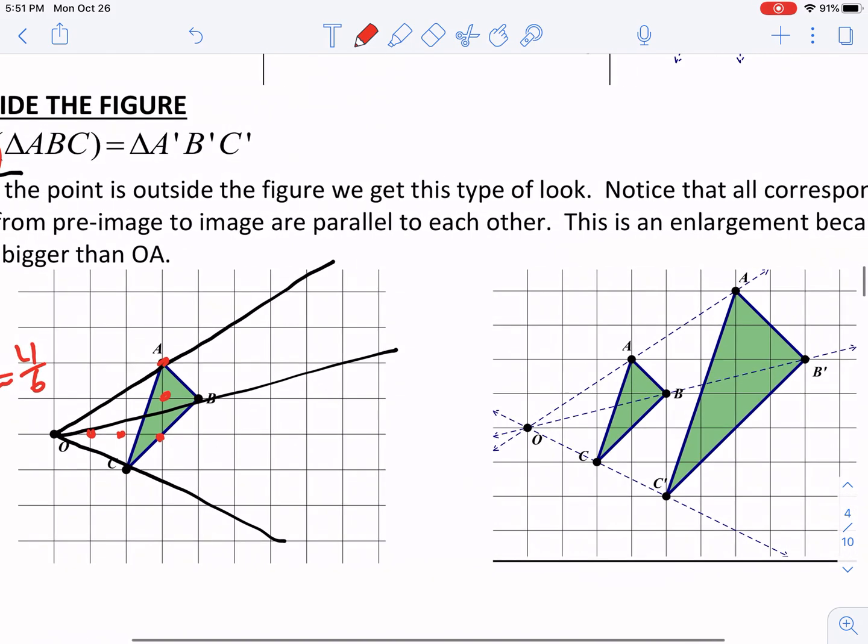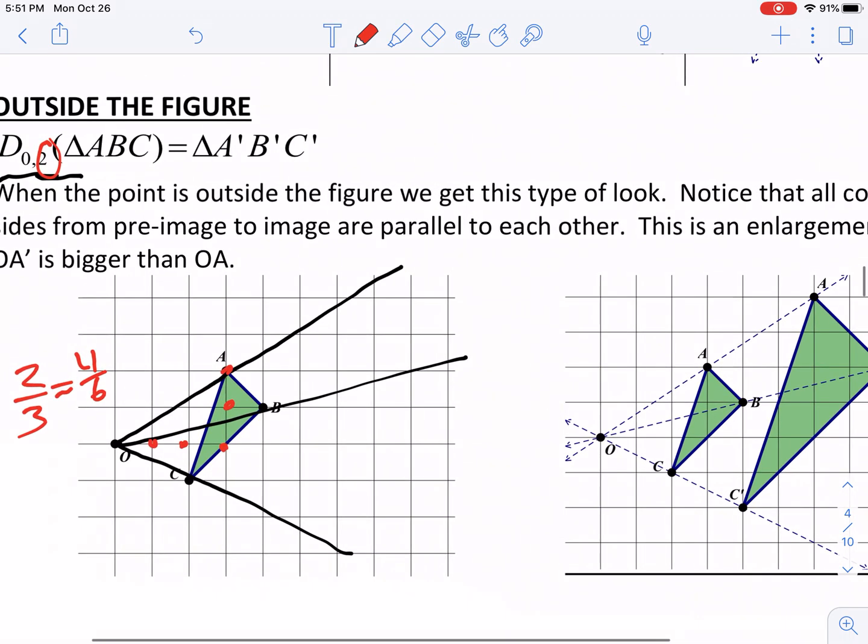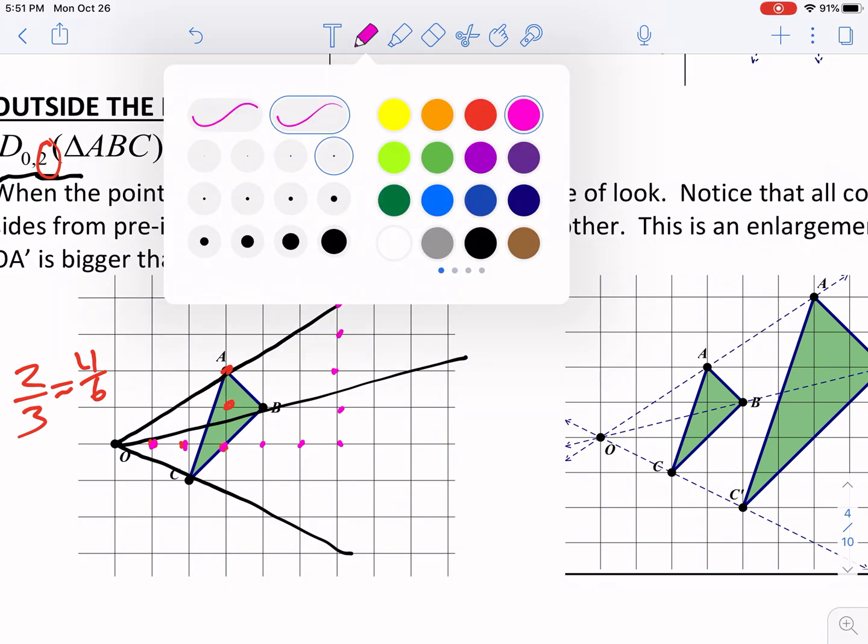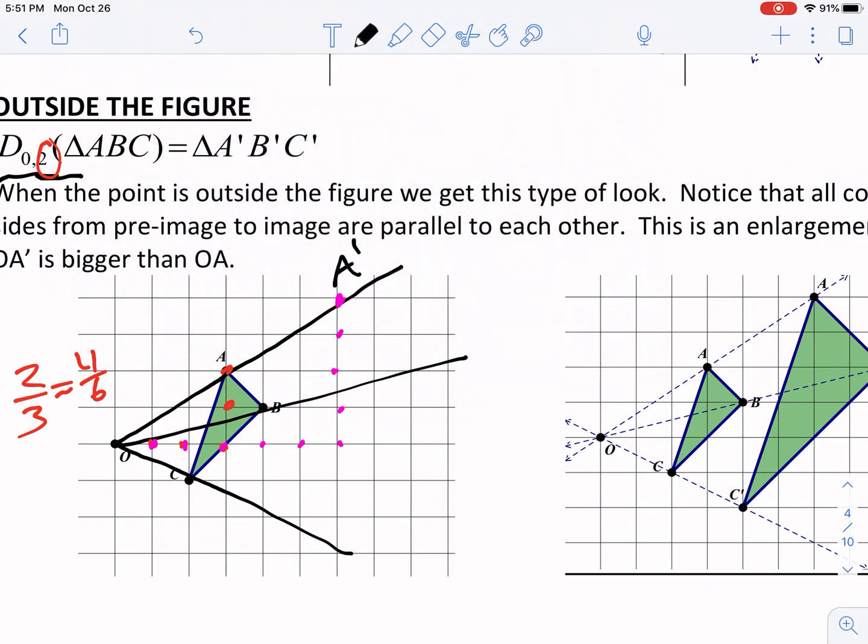So to get to A primed, I really need to go over to the right 6 and up 4, okay? So we're going to the right 1, 2, 3, 4, 5, 6. That's double the distance. And then we're going double the distance up. 1, 2, 3, 4. So it lands right there. So that guy right there, that would be my A primed.